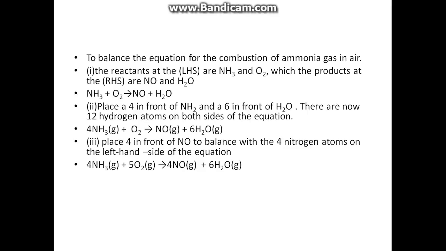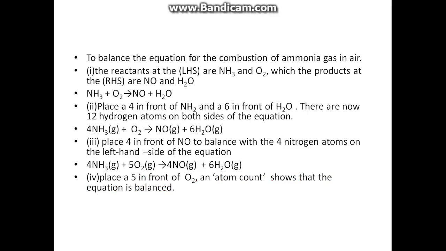Oxygen is balanced. We are now placing 5 in front of oxygen. An atom count shows that the equation is balanced. That means 4NH3(g) plus 5O2(g) to give 4NO(g), where the g there is gas, plus 6H2O(g).